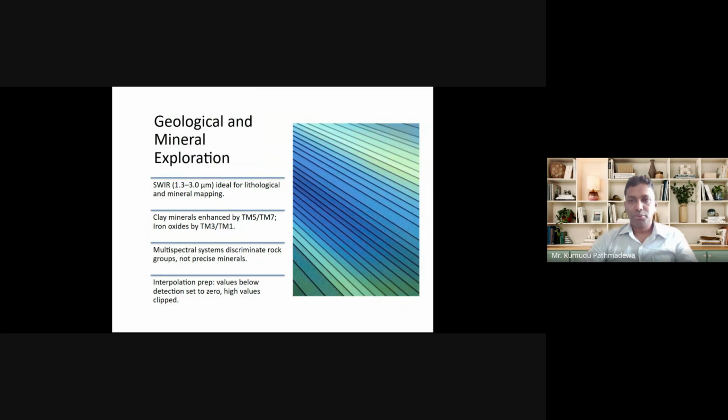So we are moving to the next application of multispectral imagery. This one is geological and mineral exploration. Remote sensing is also widely used in geology. The shortwave infrared region, especially 1.3 to 3 micrometers, is ideal for identifying minerals. Clay minerals and iron oxides display distinct reflectance signatures in specific shortwave infrared and visible bands. Multispectral and hyperspectral data are used to map geological formations and mineral-rich zones.